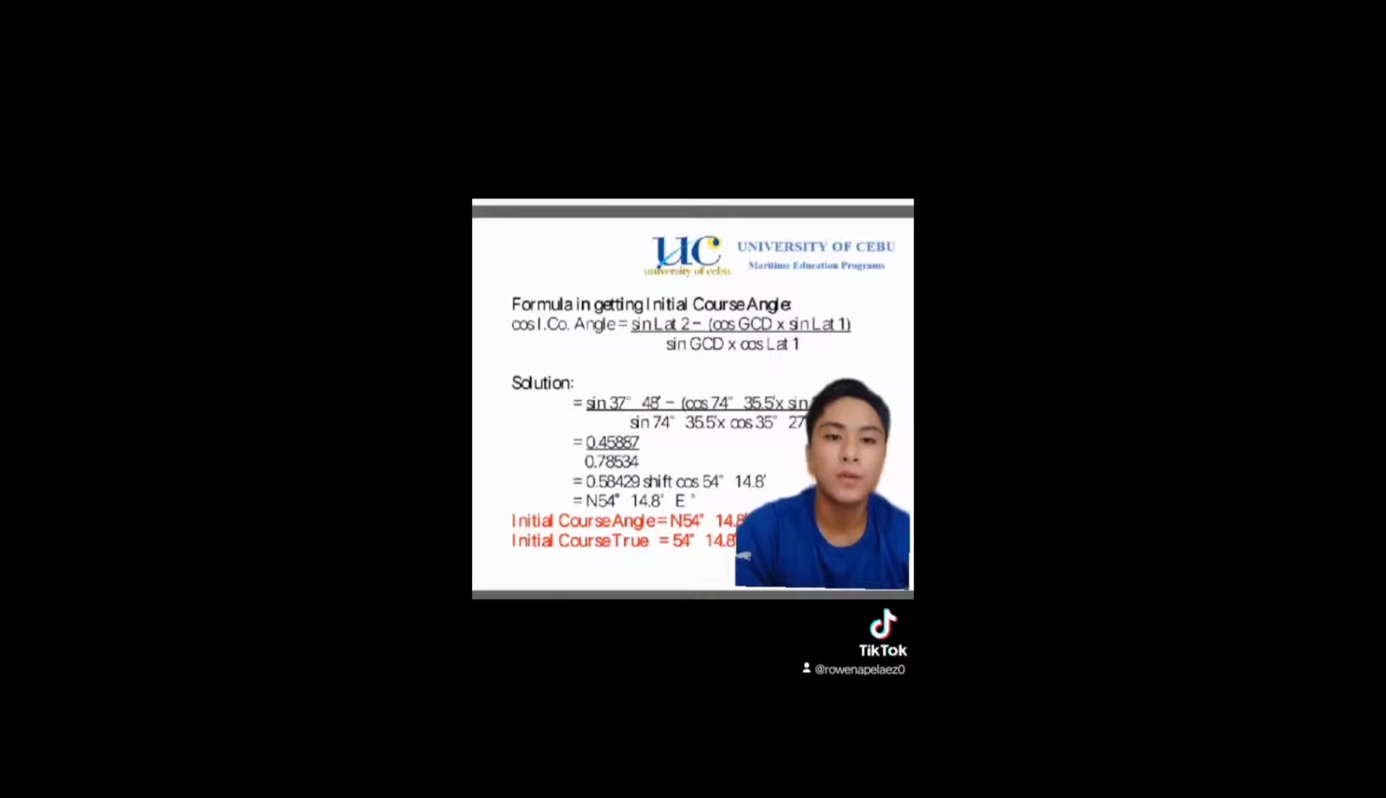equals 0.45887 over 0.78534 equals 0.58429. Shift cos gives 54 degrees 14.8 minutes. So our initial course angle is north 54 degrees 14.8 minutes east, and our initial course true is 54 degrees 14.8 minutes true.